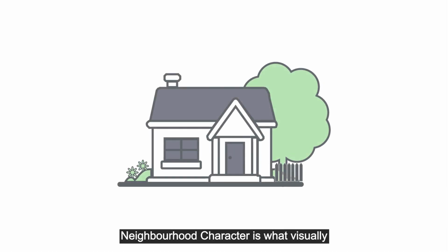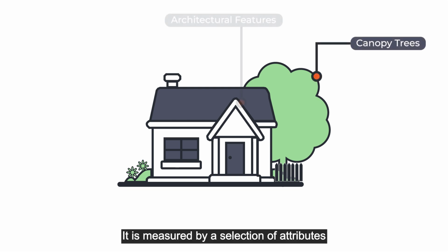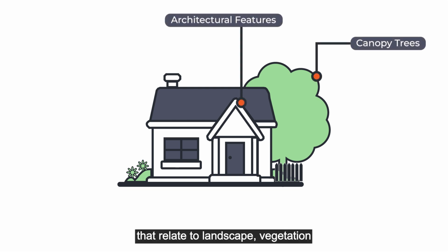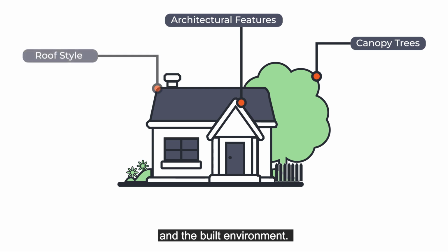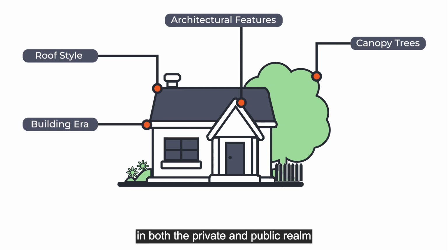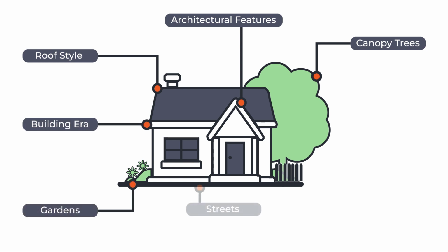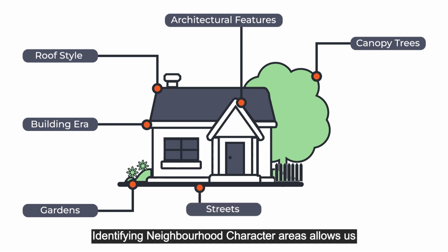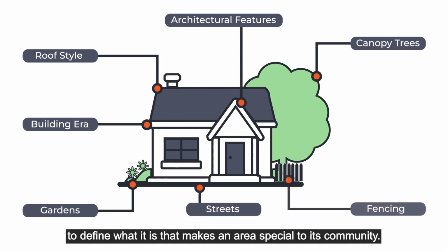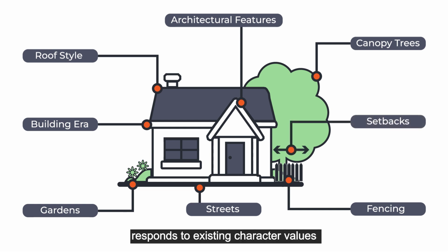Neighbourhood character is what visually differentiates one neighbourhood from another. It is measured by a selection of attributes that relate to landscape, vegetation, and the built environment. Importantly, it is the combination of these attributes in both the private and public realm that establishes the neighbourhood character of an area. Identifying neighbourhood character areas allows us to define what it is that makes an area special to its community. Defining these key attributes helps to ensure that new development responds to existing character values and fits in as much as possible.